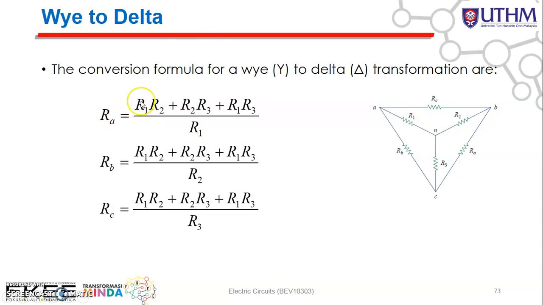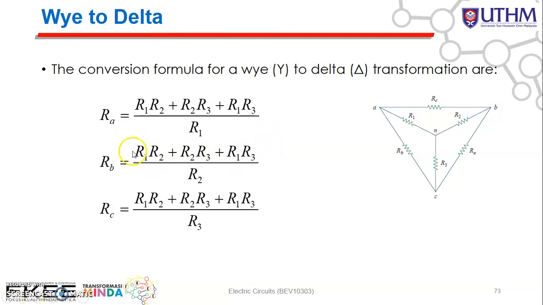So RA is equal to R1, R2 plus R2, R3 plus R1, R3, divided by R1. Remember, when you want to calculate your RA, A is at this point, so that's why R1 is your denominator. For RB, the B point is connected to your R2, so that's why R2 becomes your denominator.